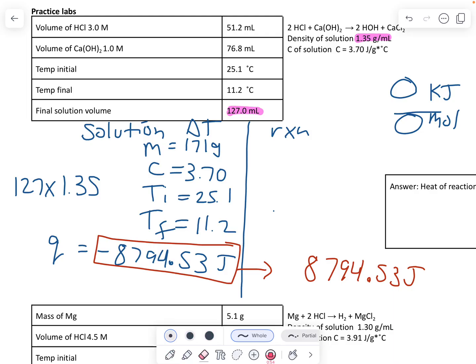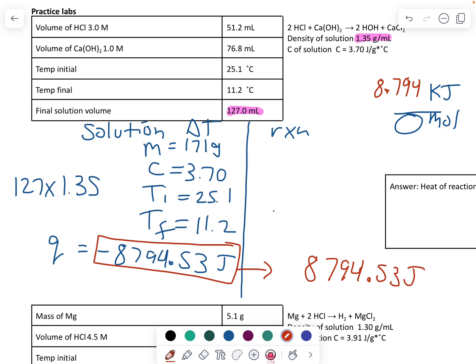So from that, I can get a kilojoule amount up here if I divide by 1,000. So my kilojoules for this reaction is 8.794, etc., more digits, okay? So I got that from the solution. The amount of energy either gained or lost by the solution equals the amount of energy either gained or lost by the reaction. In this case, my solution gave it off, so my reaction took it in.